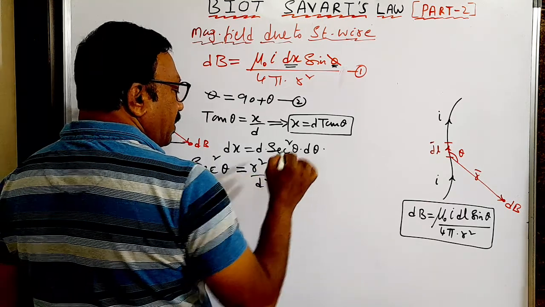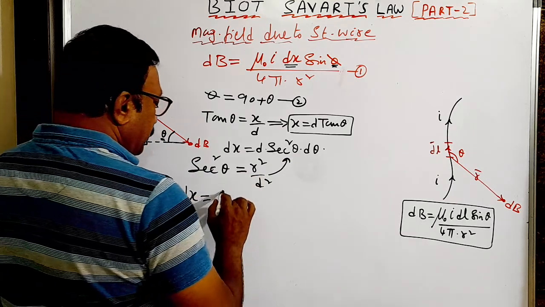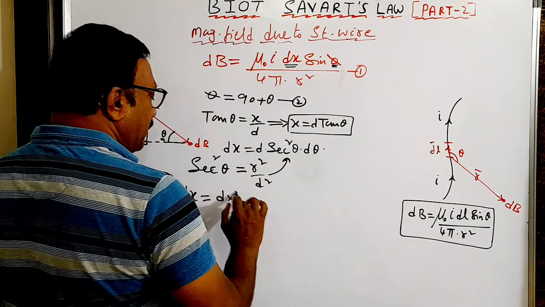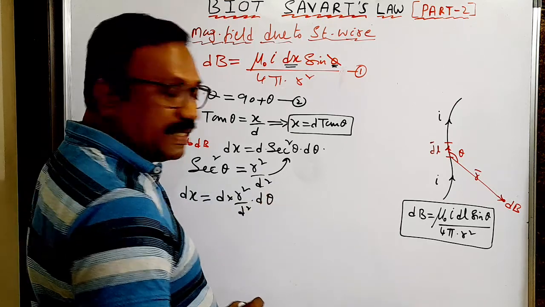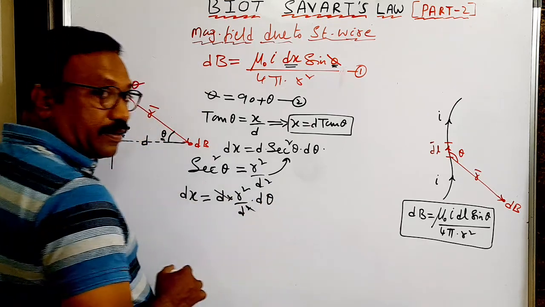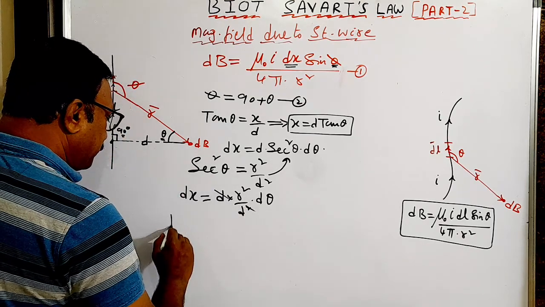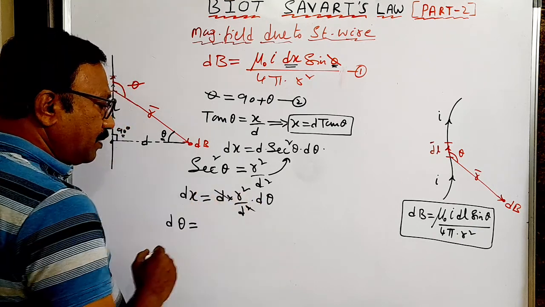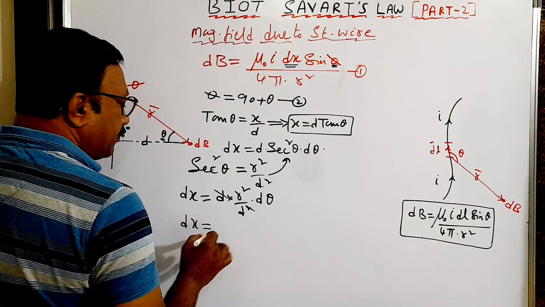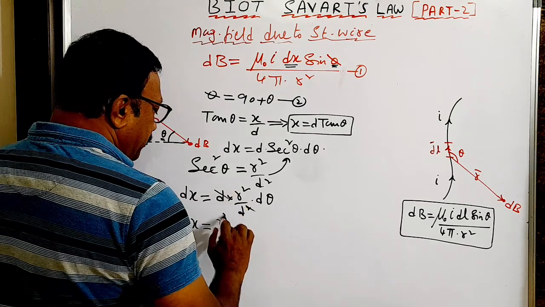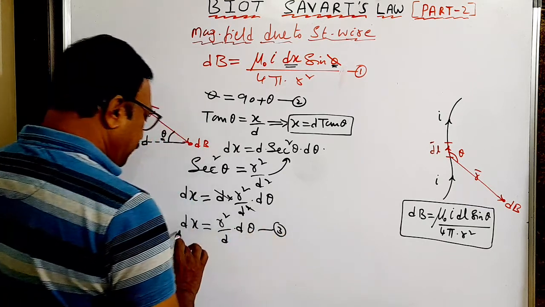So substitute here now. You will be getting it as dx is equal to d into secant square theta means r square by d square into d theta. One d is gone. Therefore, dx is equal to r square by d into d theta. This is equation 3.